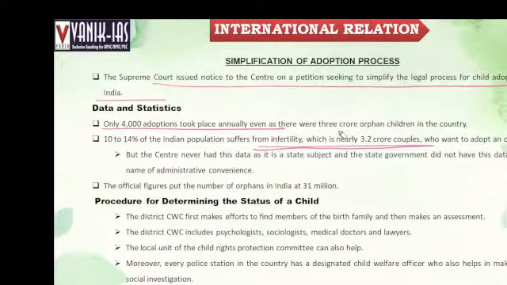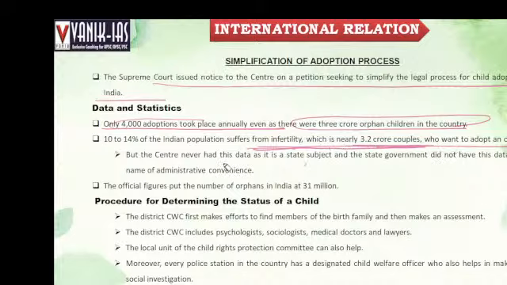There are 3 crore orphan children in the country, and only 4,000 adoptions take place annually. That's why you have to increase it. 10 to 14% of the Indian population suffers from infertility, which is nearly 3.2 crore couples. They suffer from infertility, right? They want to adopt orphans.